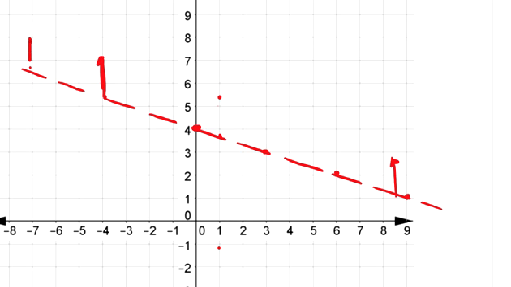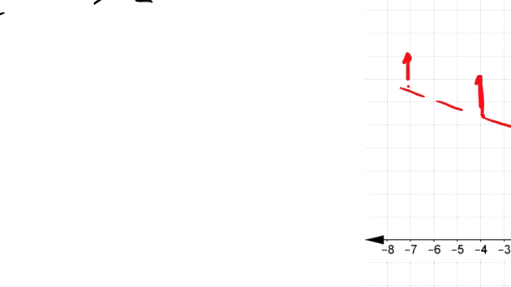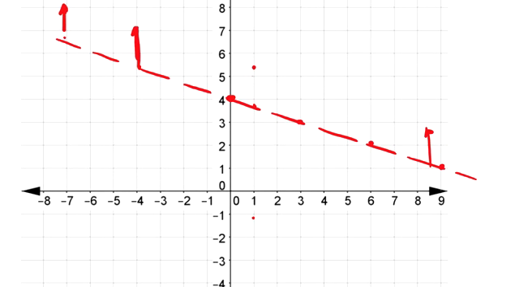Okay, our other boundary line was a solid line. You'll notice it says that y is less than or equal to 3x plus 3. I'll use a different color for this one. So I have a y-intercept at 3, and my slope is 3, so I'm going to go up 3 units and over 1, up 3 units and over 1. I could also go down 3 units and back 1 as well.